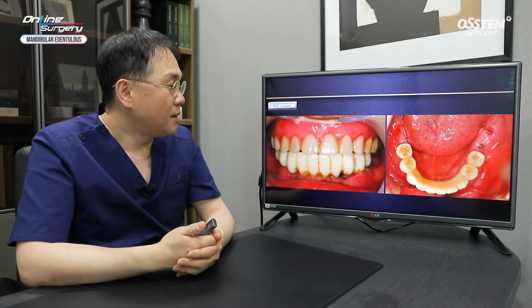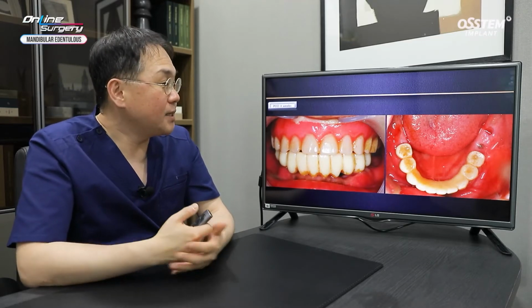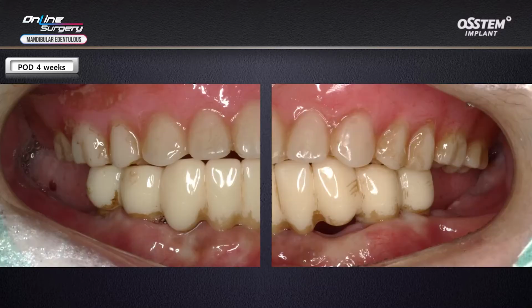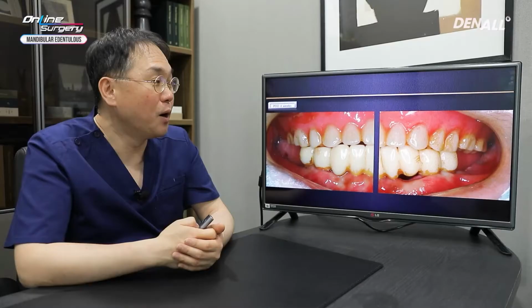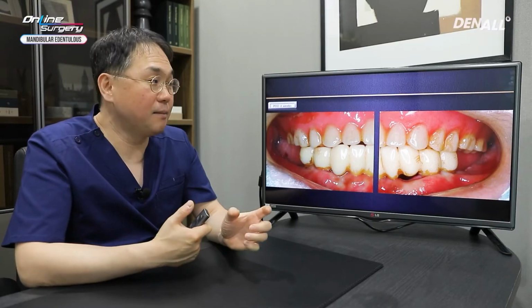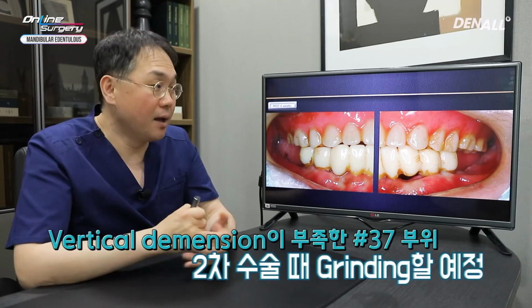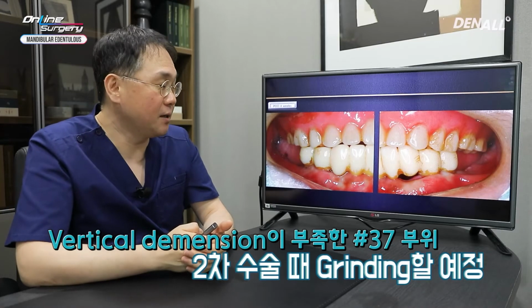This is the follow-up image at 4 weeks. In the lower, the patient is using a prefabricated PMMA bridge, and in the upper, the patient is using a complete denture as temporary restoration. Pre-op, if you look at lower right, the vertical dimension is very lacking. Grinding has been done sufficiently. The 3D looks sufficient for prosthetic restoration. On number 37, the vertical dimension seems lacking comparatively. In secondary surgery, you can grind the ramus distal to number 37.